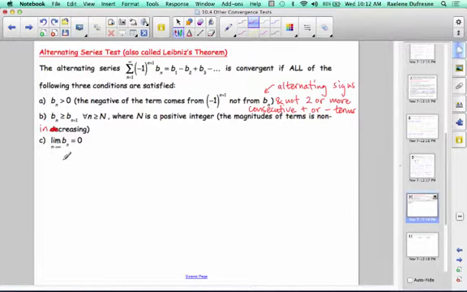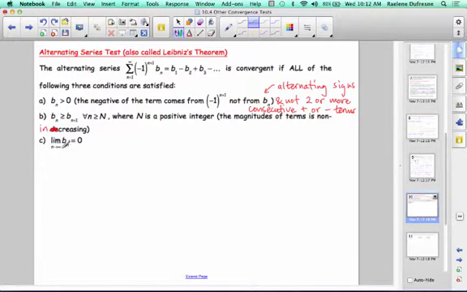The third condition says that the limit as n approaches infinity of Bn must equal 0. This sounds like the nth term test for divergence, which on its own does not lead to a conclusion about whether or not a series converges. We do know that if the limit as n approaches infinity of Bn, or any series term, An, is non-zero, that the series diverges.